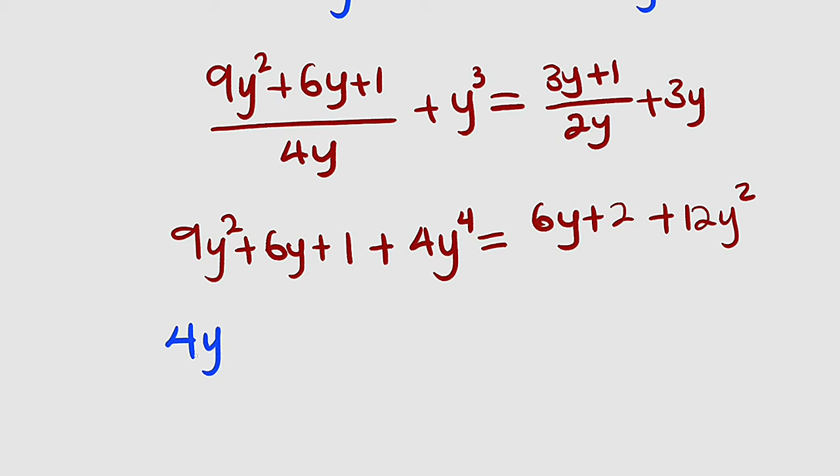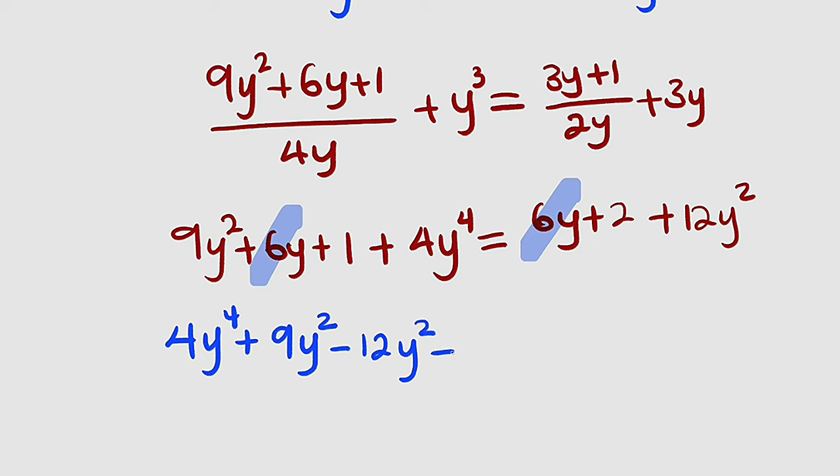We have 4y to the 4th power. Do we have y to the 3rd power? No, we have plus 9y squared. As this one crosses over, it becomes negative 12y squared. Then those that contain only y, this will cancel this because they are exactly the same. Then if this one crosses over, it becomes negative 2, and this is equal to 0.